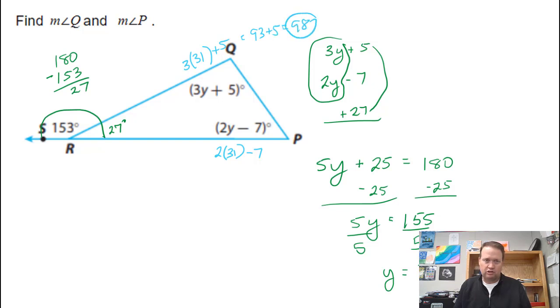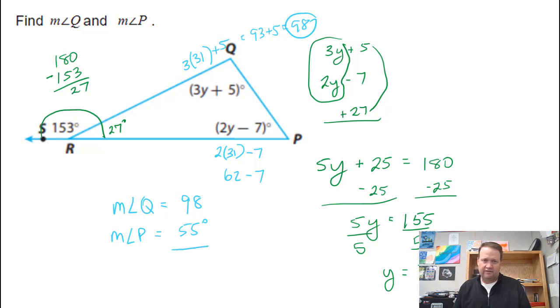So the measure of angle Q is 98 degrees. And let's go find this last one. 2 times 31 is 62. Take away 7 is 55. So the measure of angle P is 55 degrees.